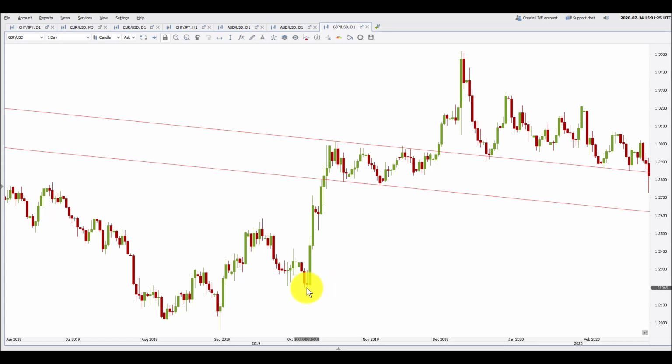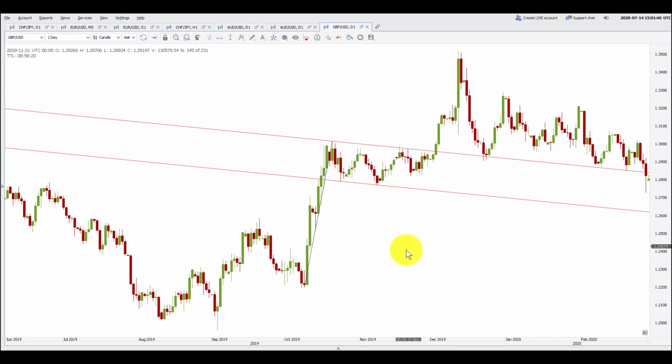The sudden move started from here, so this is the height of the pole, and then it started making a flag. The flag broke here on 3rd of December, and it is very easy to identify. After a sudden move there is a flag formation, after that there is a break, and the height of the pole is the approximate height of the target. It is very simple.